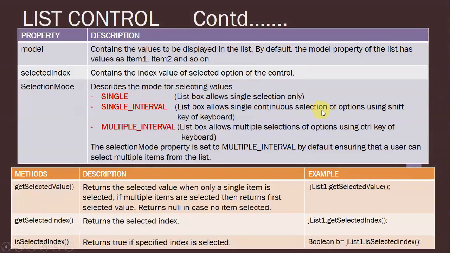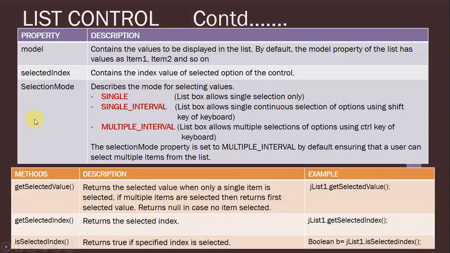Continuous is very important. Continuous selections can be made from the list control, and that can be made using the shift key of the keyboard. And the next mode is multiple interval. In this mode, the list box allows multiple selections of options using the control key of the keyboard. So to select multiple options, we have to use the control key. By default, the selection mode property of a list control is set to multiple interval, so that the user can select multiple items from the list. And you can always choose the desired mode according to your need.